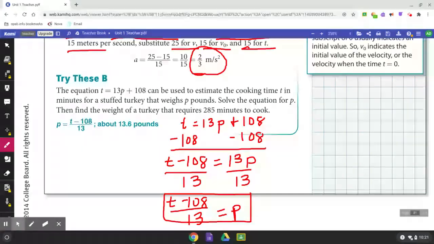All right. Then find the weight of a turkey that requires 285 minutes to cook. So if I know I only have 285 minutes before I need to have Thanksgiving lunch ready, what is the minimum pound of turkey that I should purchase? This is an example of why you would need to know this. Okay, so I'm going to change my color to purple here. So how big of a turkey do I need to buy if I know I've got 285 minutes?